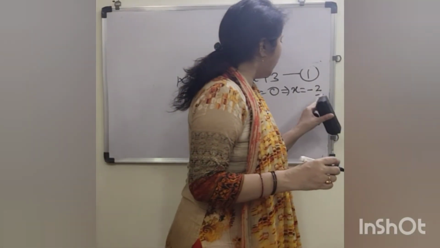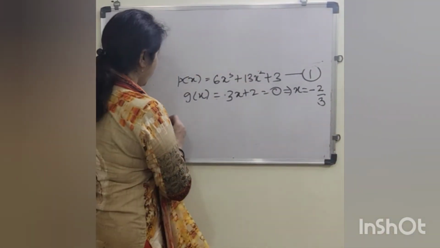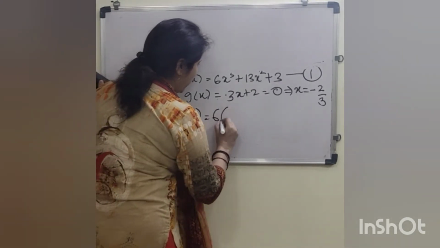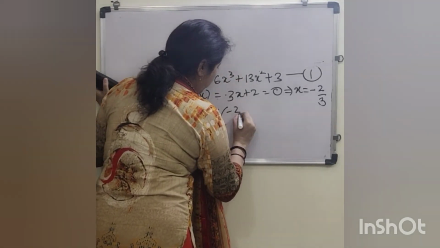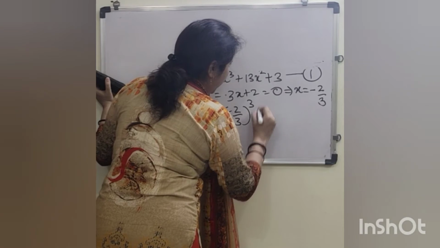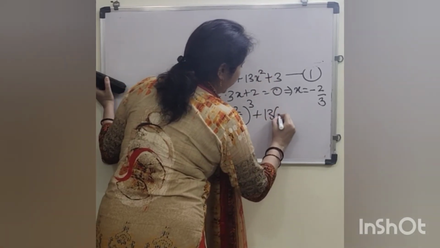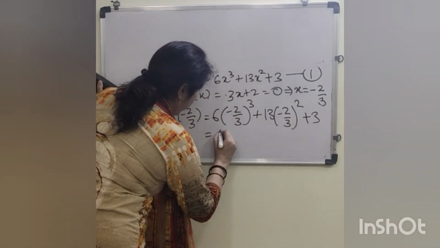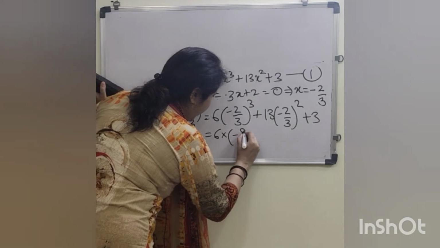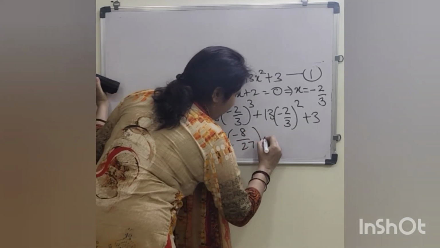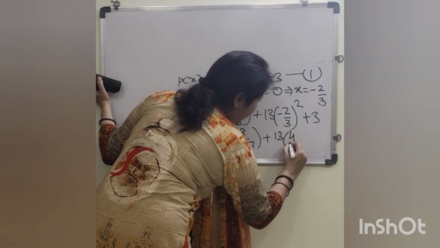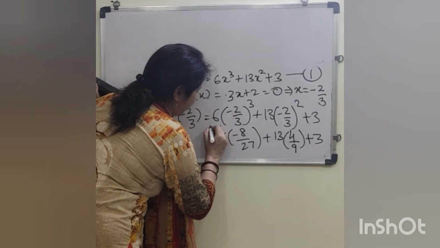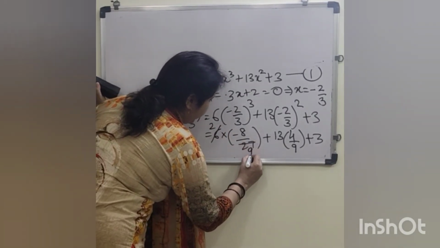Put x as minus 2 by 3 in this equation, we get P of minus 2 by 3 is equal to 6 into minus 2 by 3 whole cube plus 13 into minus 2 by 3 whole square plus 3. So what do we obtain? 6 into minus 8 over 27 plus 13 into 4 over 9 plus 3. Children, here you can cancel by 3, so 3 2s are 6 and 9. So what we have got?